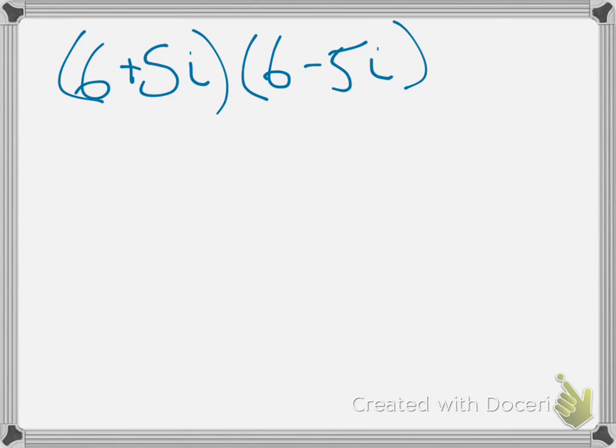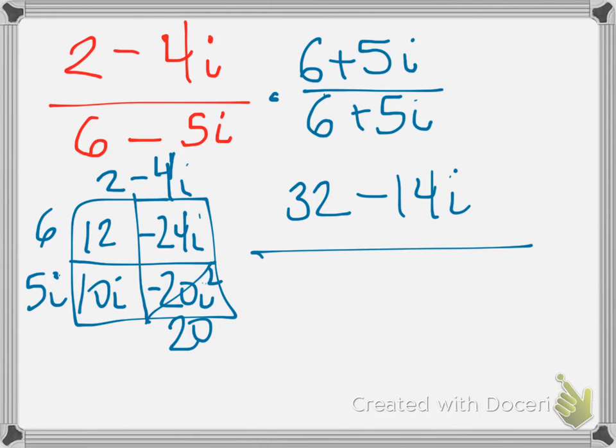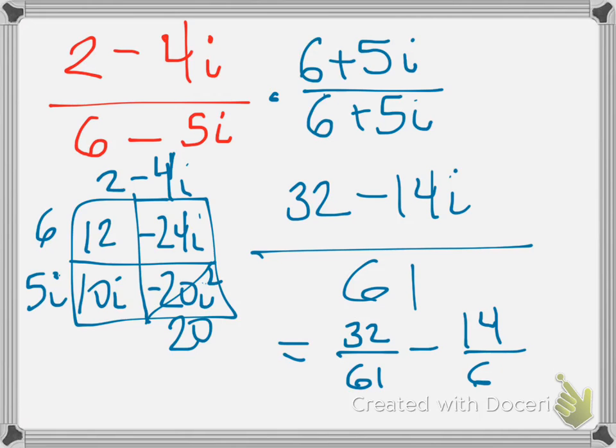Now we said in class, when we went over why this was true, that when we multiply a complex number and its conjugate together, we always end up with the real part squared plus the imaginary part squared. So this is going to be 6 squared plus 5 squared, which is 36 plus 25, or 61. So if I go back over here, this is all over 61. And to write this in the usual way that complex numbers are written, I'm going to separate it into 2 separate fractions, and that's going to be the answer.